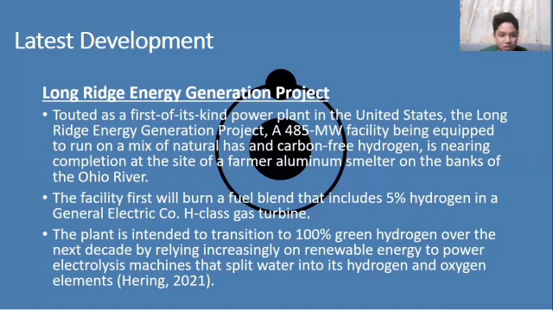The facility will first burn a fuel blend that includes 5% hydrogen in the General Electric 7HA class gas turbine. The plant is intended to transition to 100% green hydrogen over the next decade by relying increasingly on renewable energy to power electrolysis machines that split water into its hydrogen and oxygen elements.